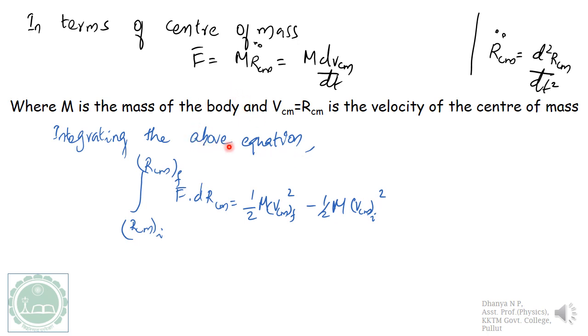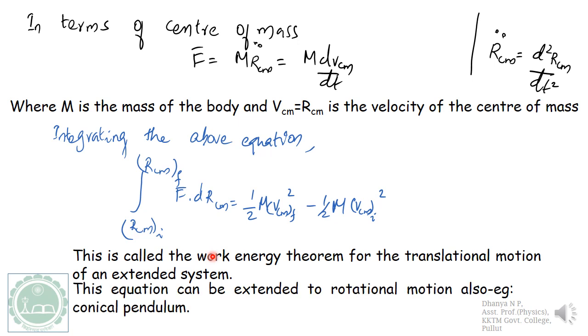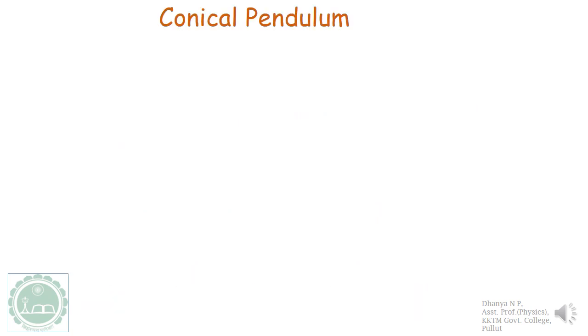By integrating this equation, we get the integral from r_cm initial to final of F dot dr_cm is equal to half m v_cm f square minus half m v_cm i square. This is the general form for translational motion, and it can be extended to rotational motion also. For rotational motion, for example in the case of a conical pendulum, we can apply the work energy theorem. Now we can look at the conical pendulum.